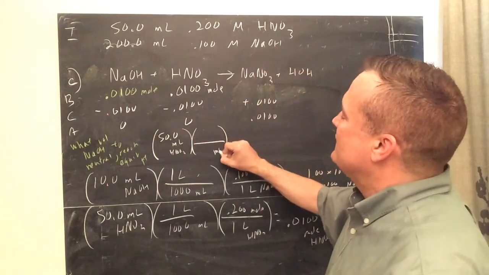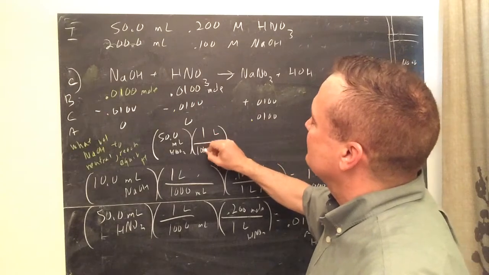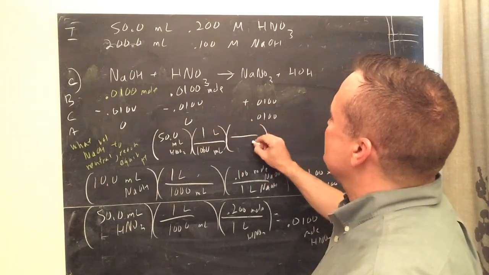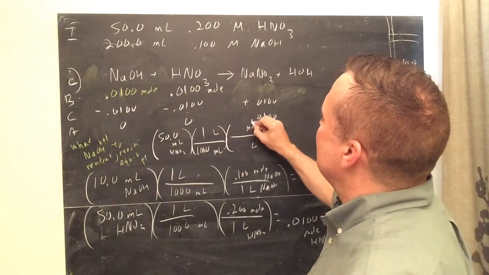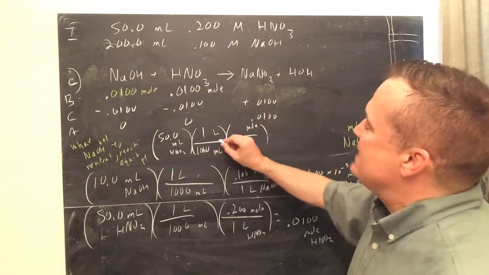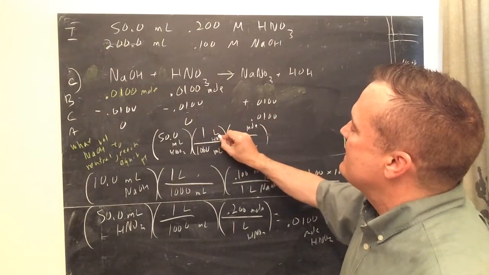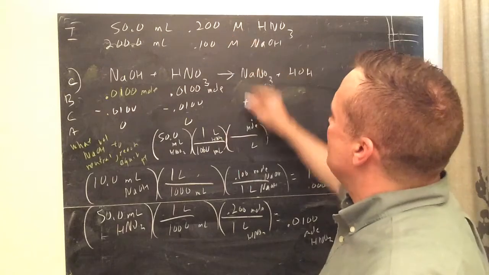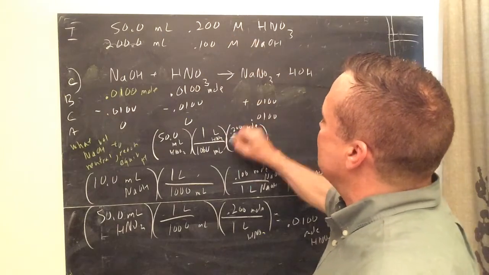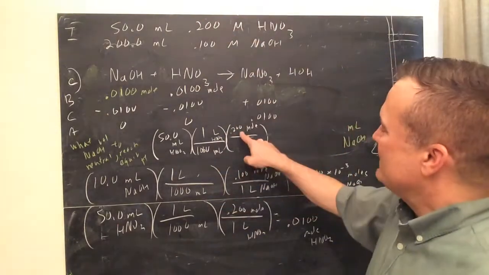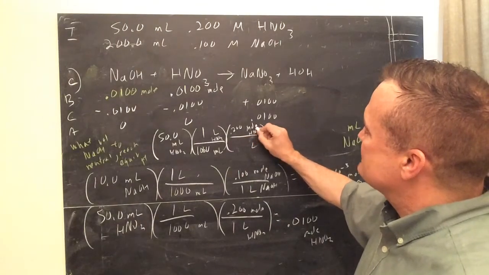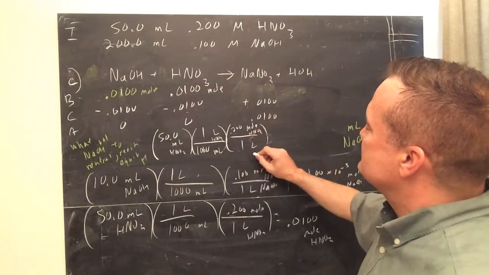From milliliter, we go to liter: 1 is 1,000. Then from liters, we go to mole, and it's HNO3 to start off with. So, 0.200 moles of HNO3 for 1 liter of HNO3. I'm trying to fit this in here.